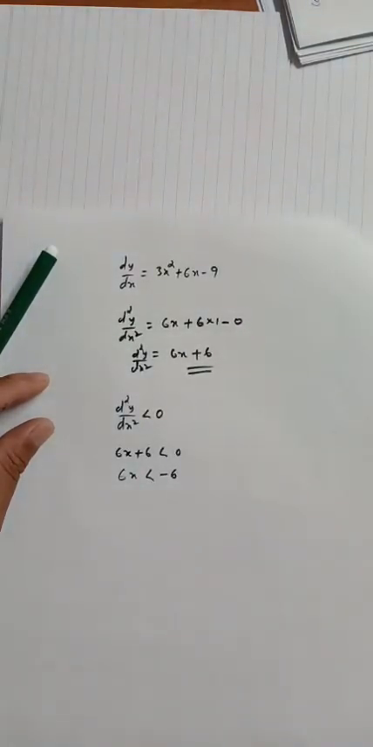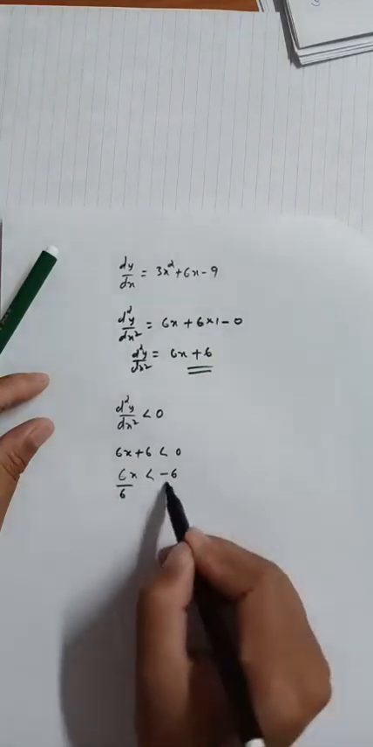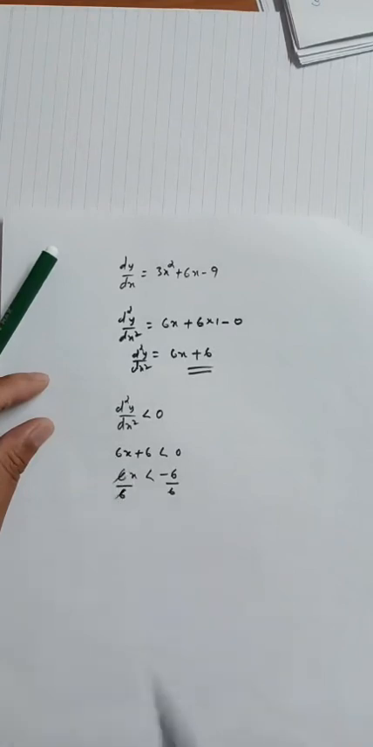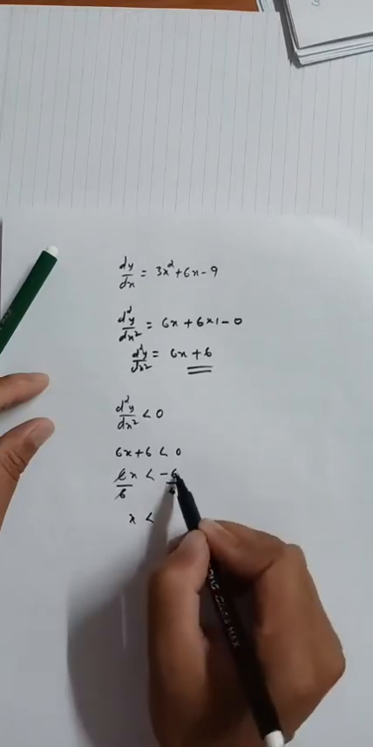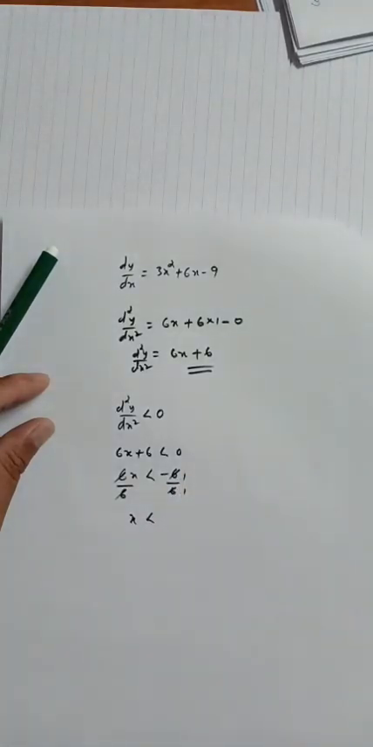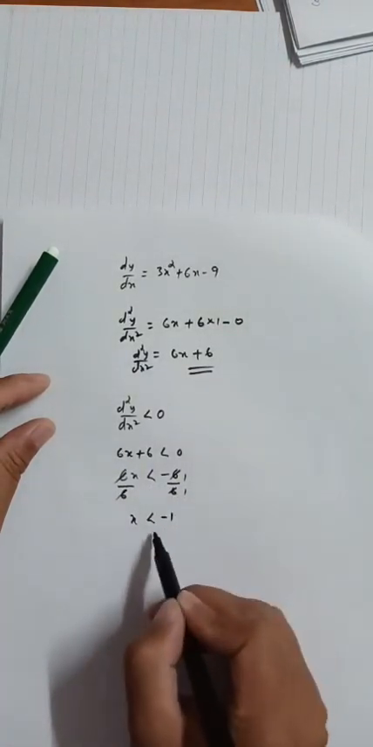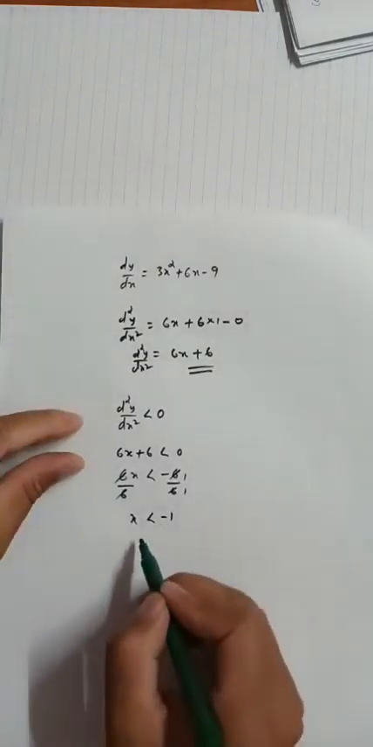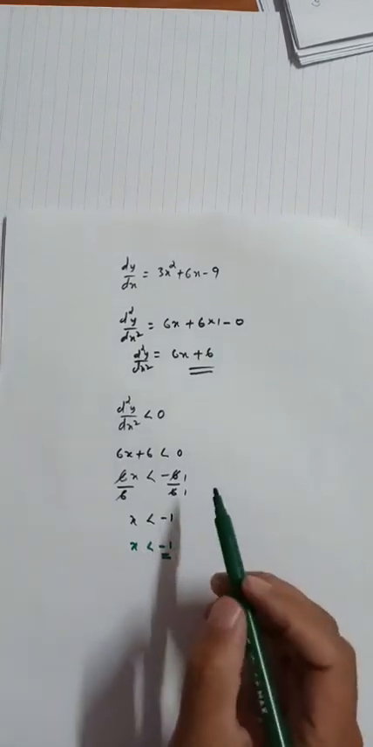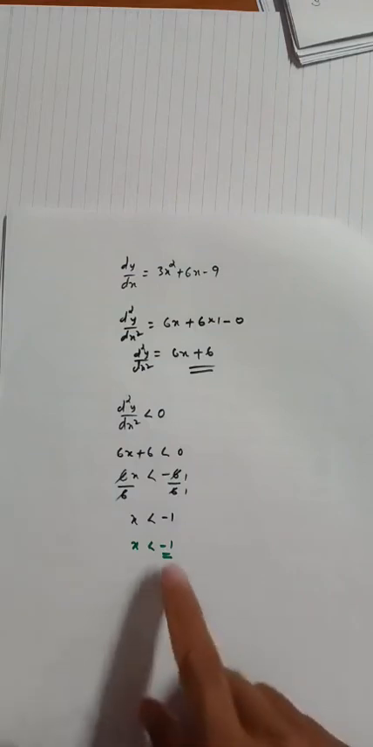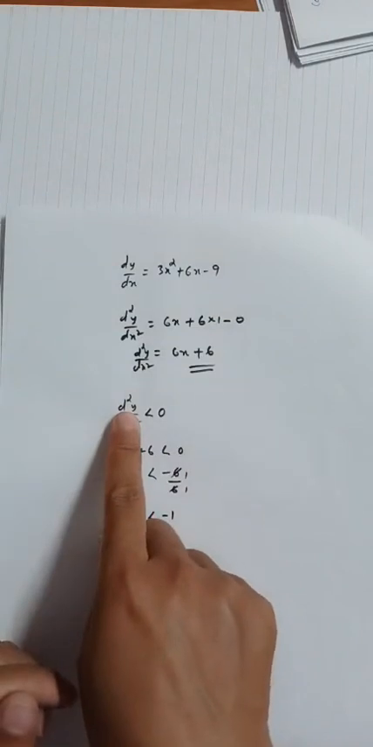So 6x is less than negative 6. Next, I'll divide on both sides by 6 because I want the value of x. So x is less than negative 6 divided by positive 6, which is negative 1. So x is less than negative 1, that is, the second derivative is less than 0 when x is less than negative 1.